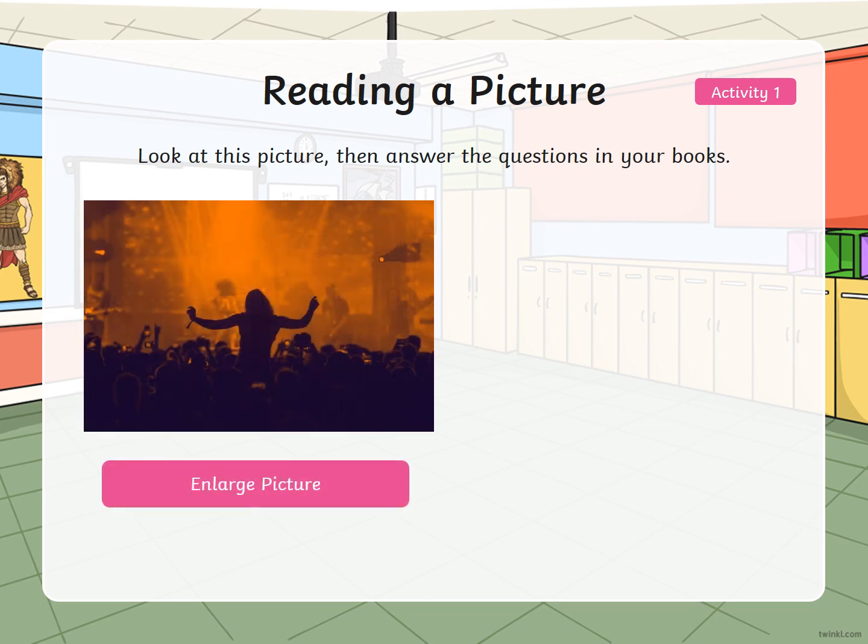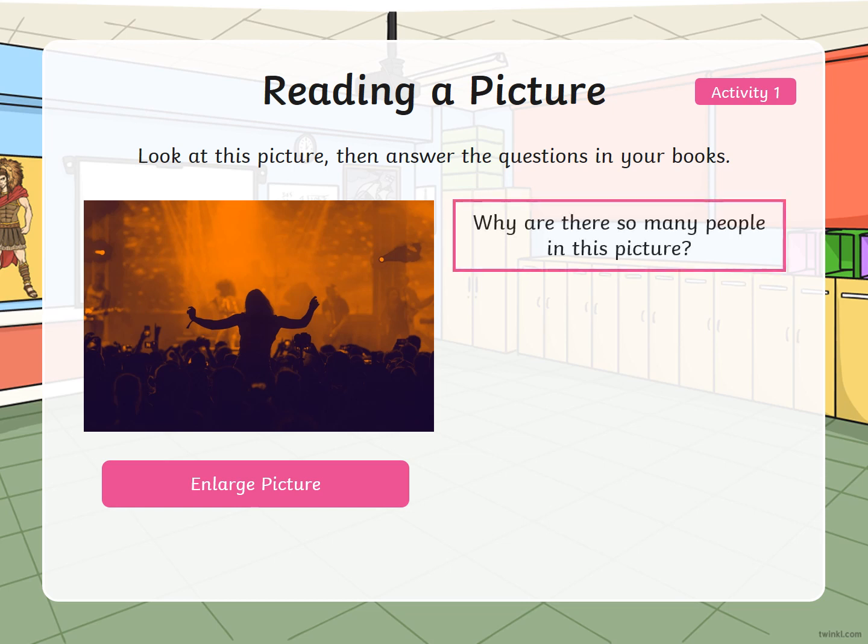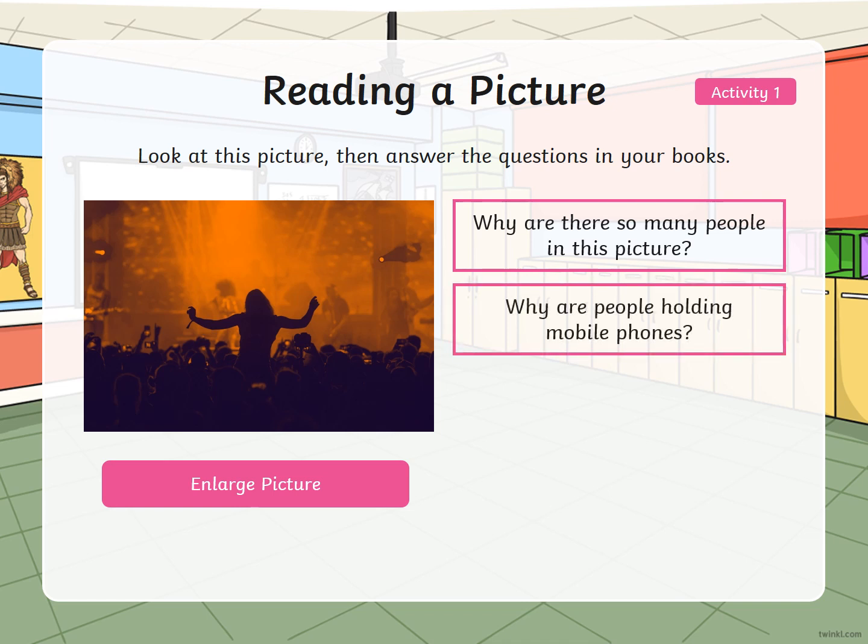Okay, so I want you to have a look at the picture on the left and then you're going to be answering some questions about this picture. So let's look at the first question. Why are there so many people in this picture? So what do you think's going on in this picture and why is there a big crowd of people? What are they doing?